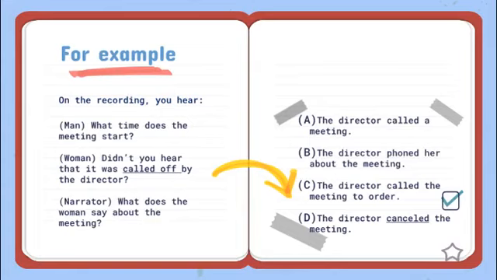The two-part word called off in this question differs from the verb call, which refers to a phone. The best response is response D, as the two-part verb call off indicates to cancel.